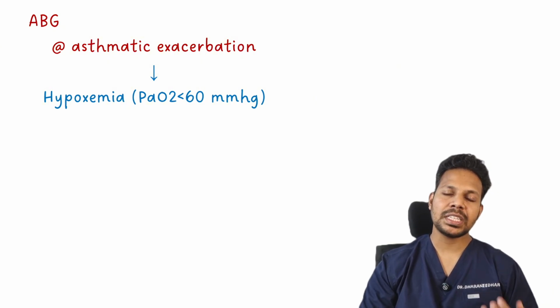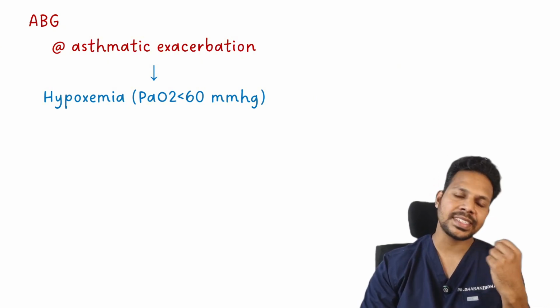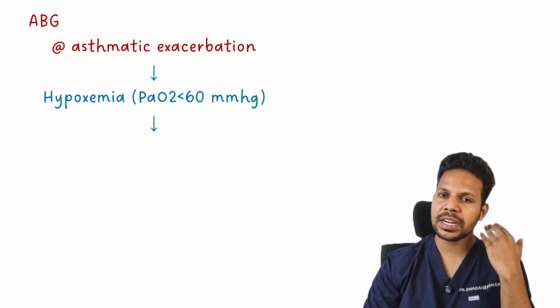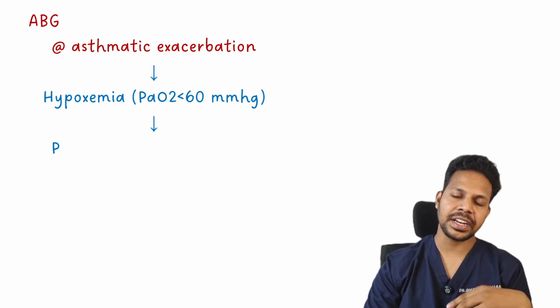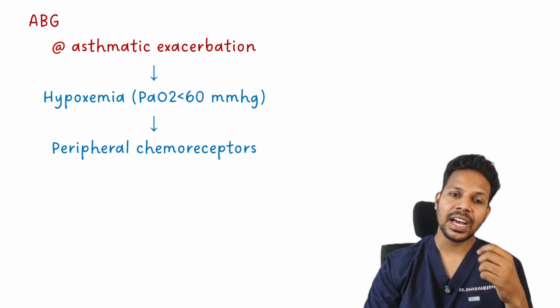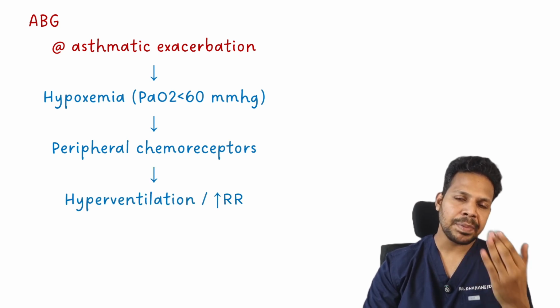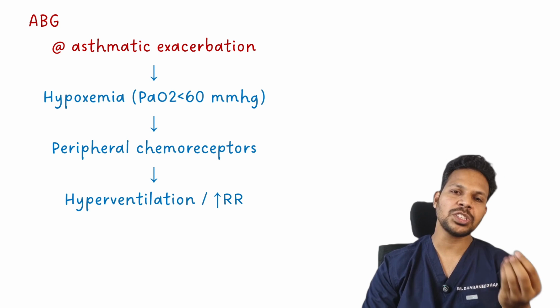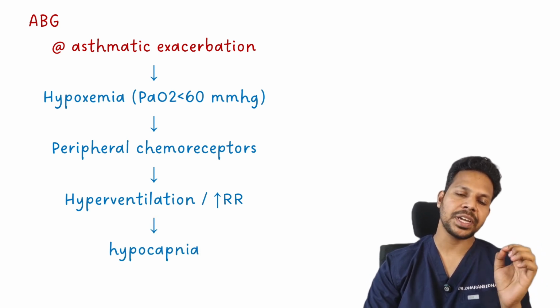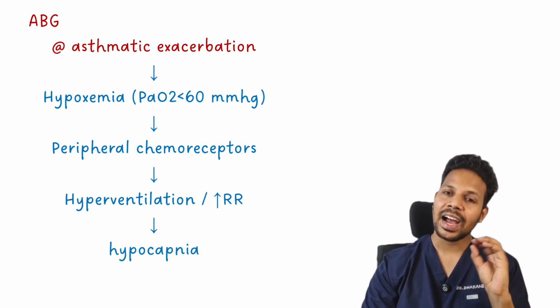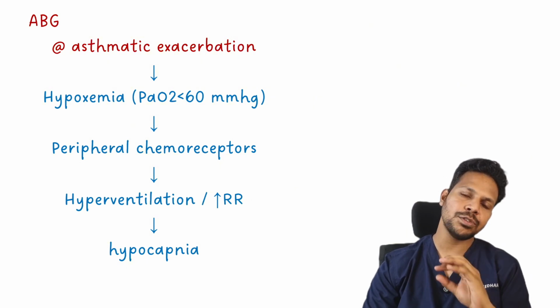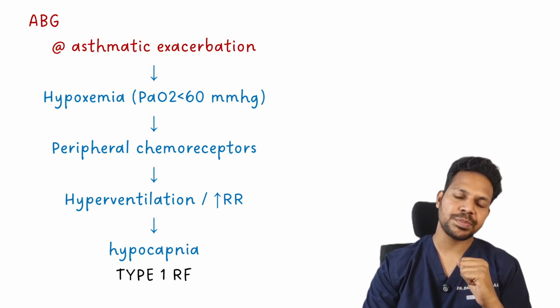Because of this hypoxemia, the peripheral chemoreceptors, which are the carotid bodies, get activated, and further the respiratory centers in the medulla will increase the respiratory rate. So the patient will have tachypnea and hyperventilation. Hyperventilation will result in carbon dioxide washout, and the patient will have hypocapnia. So with hypoxemia and a normal or low PaCO2, this is called type 1 respiratory failure.